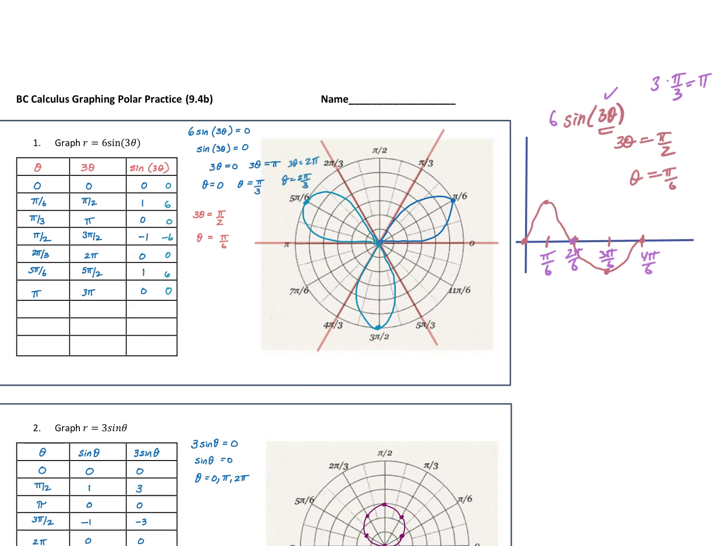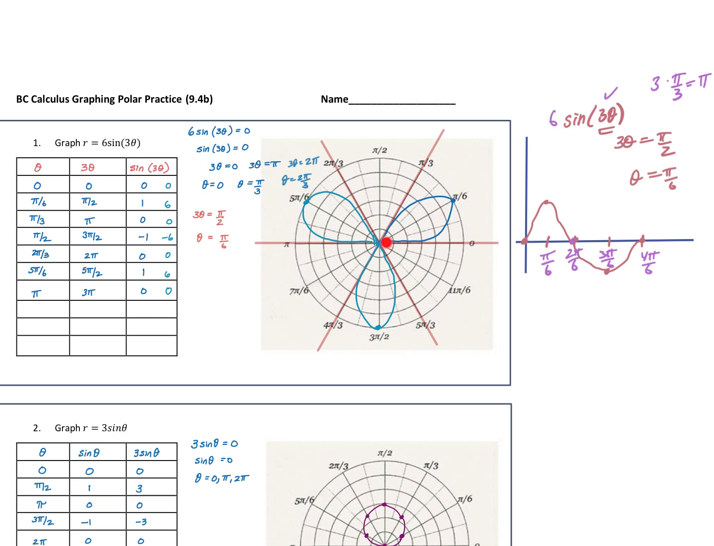Okay? And then another thing to note is, if we were to graph this, we'd start at 0, it's 0. At pi over 6, it's at 6. So we come out to 6, and then it goes back into the pole. So that's important. So that means my bounds for this area would be from 0 to pi over 3.